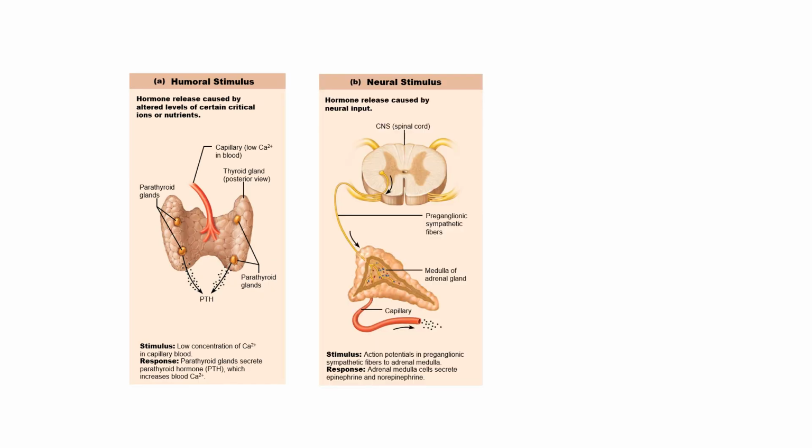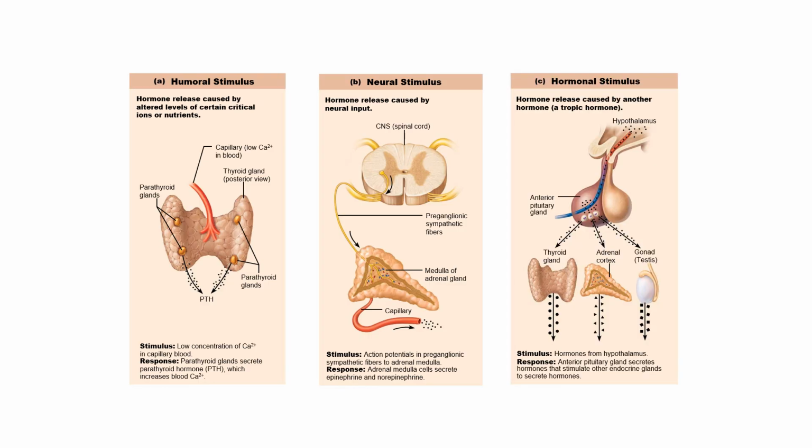And then we have the neural stimulus, where the hormone release is caused by neural input. You see in your example on the screen, we have nerve fibers extending from the spinal cord that are in direct connection with the medulla of the adrenal gland. And so innervation by these nerve fibers can cause the hormones within the medulla of the adrenal gland to be released. The adrenal medulla is going to secrete epinephrine and norepinephrine, which are the catecholamines, or hormones responsible for our fight or flight response.